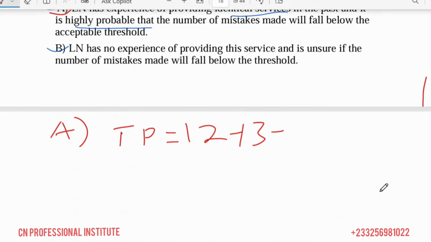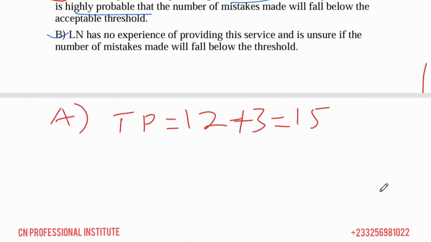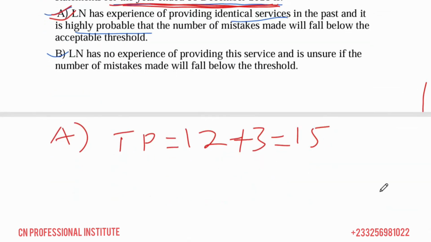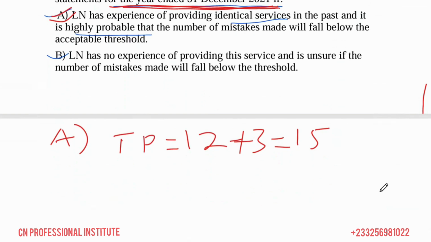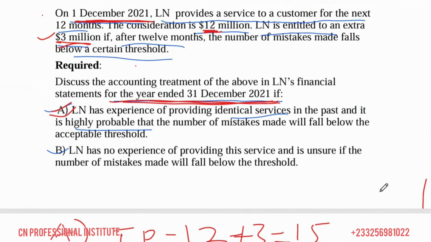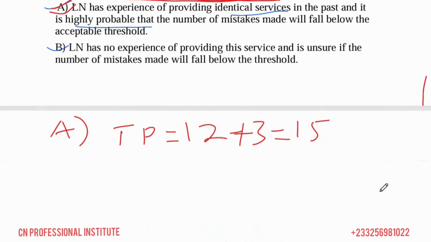That's for A. So when you add the 3 million to the 12 million, we are going to get 15 million. And this 15 million is the revenue that we are going to record, which includes both the fixed consideration and the variable consideration. But this is a service, so it's likely that the performance obligation will be over time. So we don't have to record everything. We have to divide it by 12 months. Because if you look at it, the service is from 1st December 2021 to 31st December, so you have to record only 1 month of revenue.